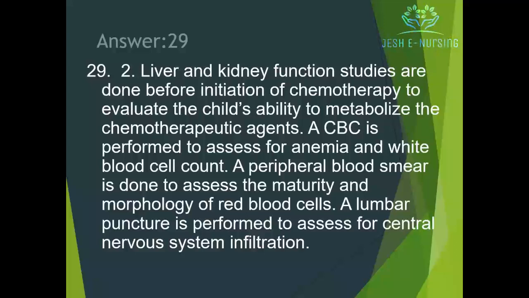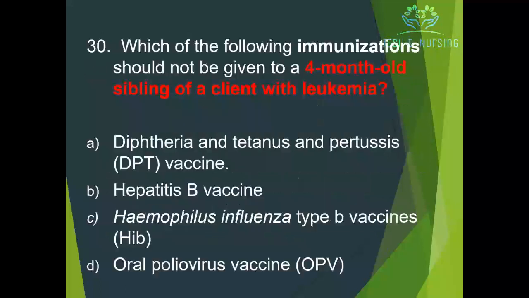CBC is also performed to assess for anemia and white blood cell counts. It is necessary to find out how much the blood cellular element counts are. A peripheral blood smear is done to assess the maturity and morphology of the red blood cells, the pathology of the blood cells. A lumbar puncture is performed to see whether the disease has involved or infiltrated the central nervous system. This is the reason all these tests will be done.